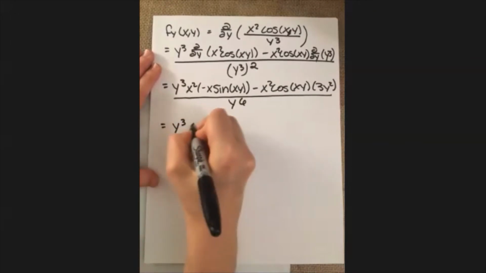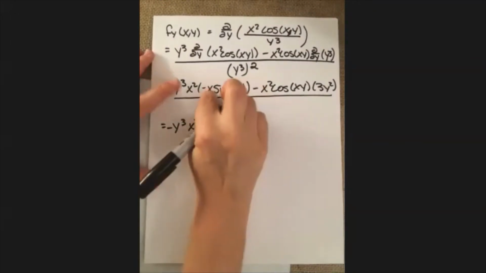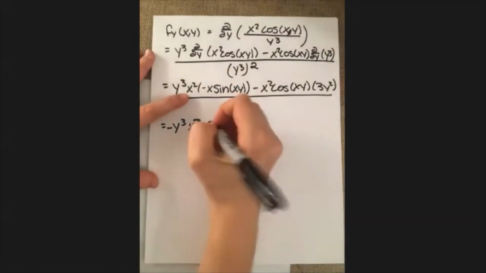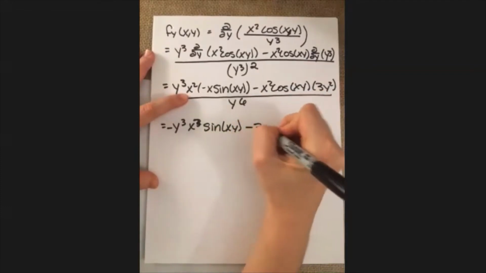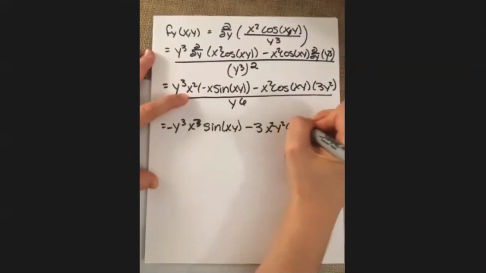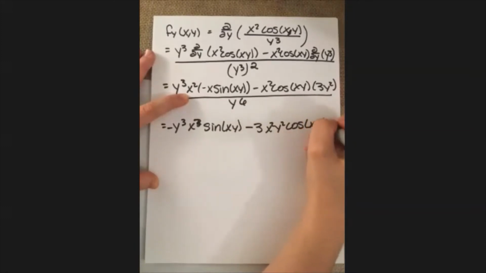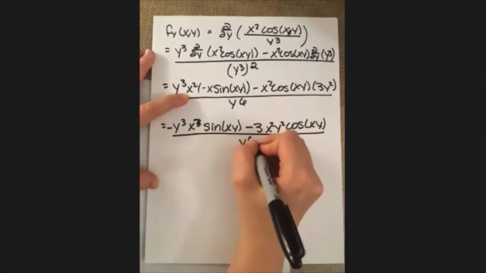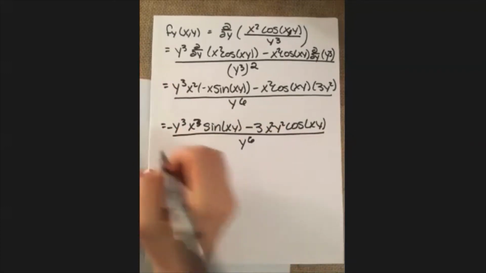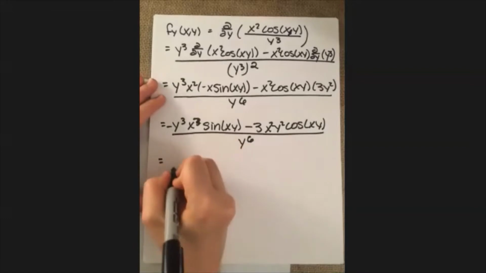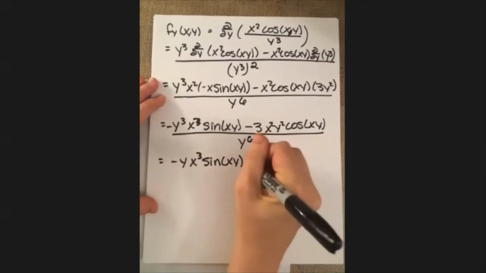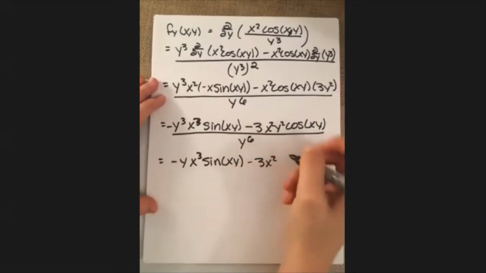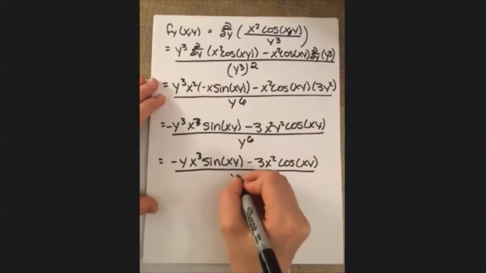So I've got y cubed x squared, and actually this is negative, and then these two x's are combined and we get an x cubed as well, sine of xy minus 3x squared y squared cosine of xy, all divided by y to the 6th. And if we want, we can simplify this down a little bit by canceling a y squared from each of these. So we'll get negative y x cubed sine of xy minus 3x squared cosine of xy, divided by y to the 4th.